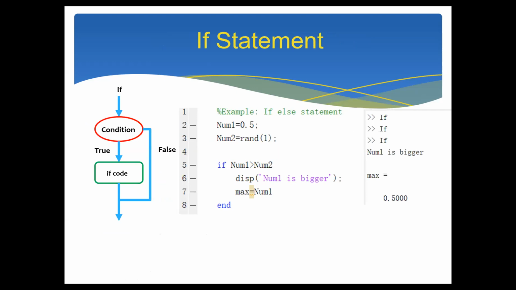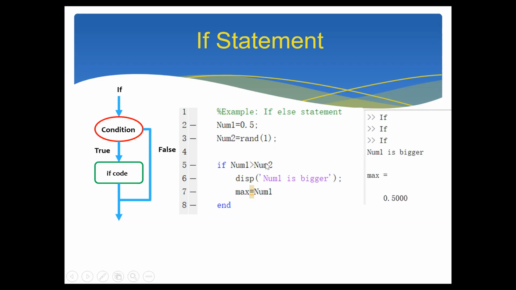So an if statement is like a sentence to say if a condition matches, we will go into certain code. If it does not match, we will just pass this part of code. For example, here I have number 1 equal to 0.5. Number 2 uses this rand function, which is just a random number from 0 to 1. So each time it will generate a random number, and it will have half chance to be smaller than 0.5, half chance to be greater than 0.5, because it's a uniformly distributed random number from 0 to 1.